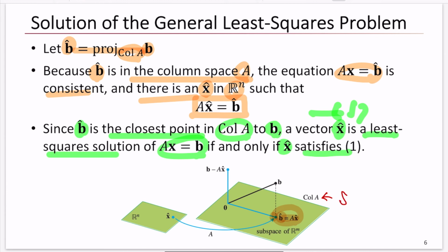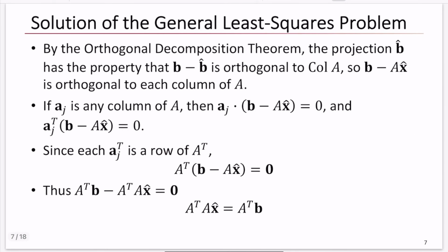First of all, column space can be represented by column vectors A1, A2, ..., AN. Then we can find P hat by the orthogonal projection definition. In other words, by the orthogonal decomposition theorem, the projection P hat has a property that B minus B hat is orthogonal to the column space, so B minus A X hat is orthogonal to each column of matrix A.